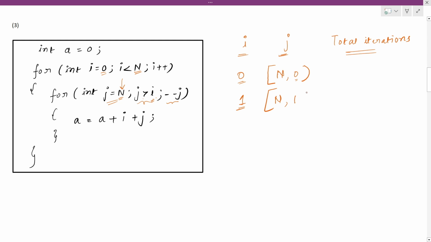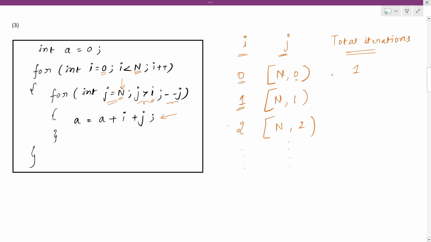So that's why I'm writing here 1. Similarly for 2, you can write the same thing, n greater than 2. So it goes on like this, right? Now the biggest question you will be getting: how to find out the total number of iterations? Do you simply say here there is a constant operation, you simply write here 1?